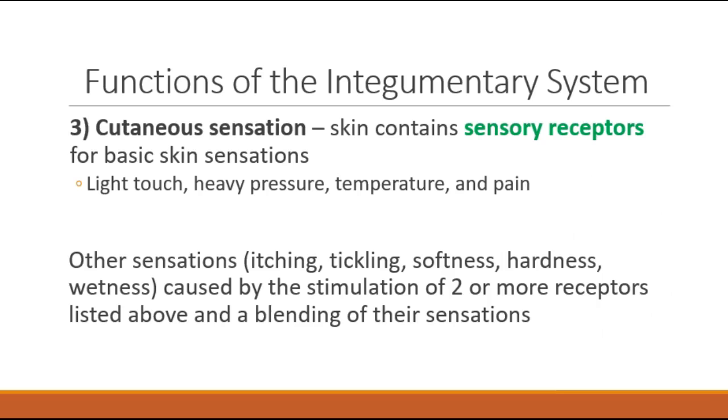The third function of the integumentary system is cutaneous sensation. Your skin contains a number of sensory receptors, which detect a variety of stimuli from the outside world, including changes in temperature, pain, pressure, etc. When any of these sensory receptors are triggered, it creates basic skin sensations. Sometimes more than one of the receptors are triggered, which is how more complex sensations such as itch or tickling are produced.